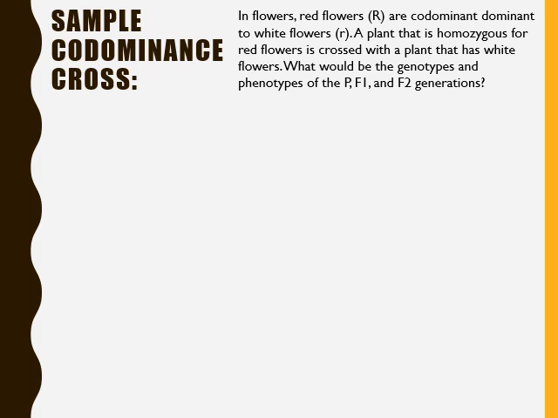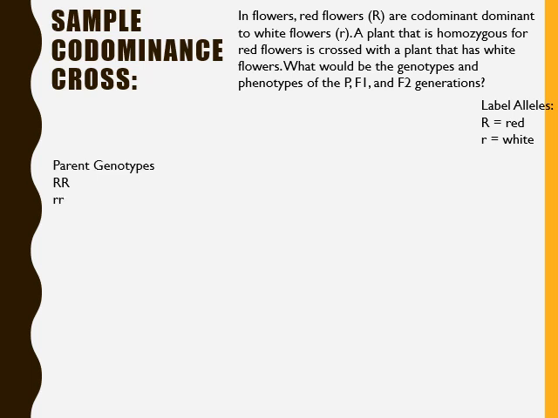You're seeing 2 traits simultaneously expressed. To give you a sample of this, in flowers, red color is codominant with white flowers. A plant that's homozygous for red is crossed with a plant that has white flowers. What would be the genotypes and phenotypes of the P, F1, and F2? So this is a very, very similar problem to the ones we just did. Step 1, label your alleles. In this case, I've got big R's red, little r's white. You can use whatever labels you feel like using. You can use R's and W's, or R and then R prime. Whatever you're comfortable with, you just have to keep them separate.